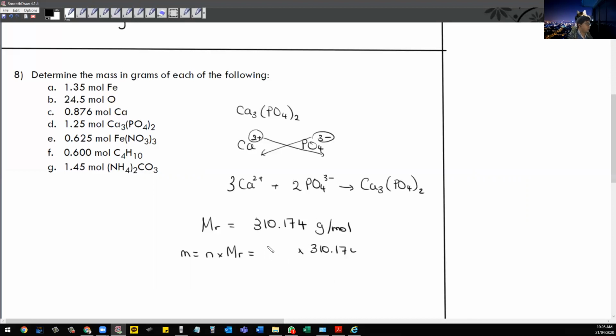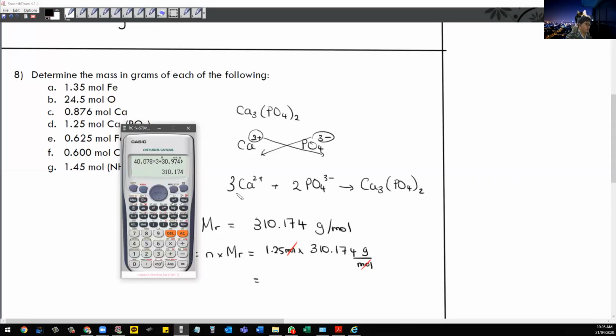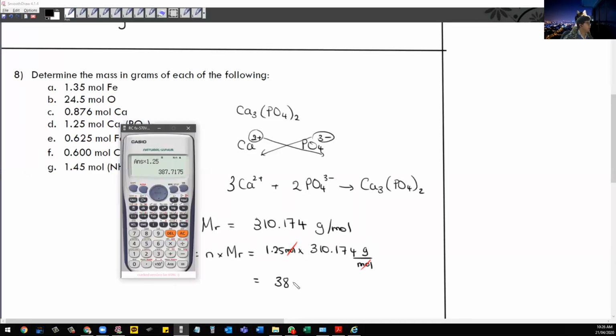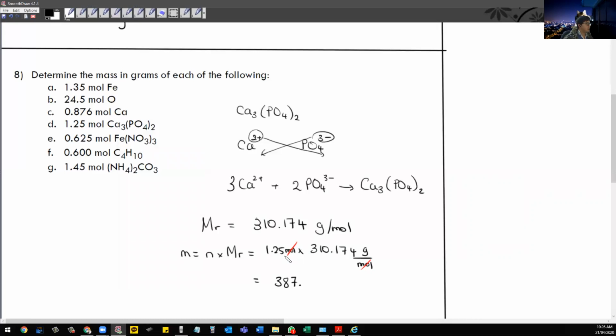So that's 1.25 moles times this much grams per mole. Moles cancel out, so that's the answer. Times this one by 1.25. So 387.72. 387, okay, 3 sig fig. That's like 6 sig fig there.